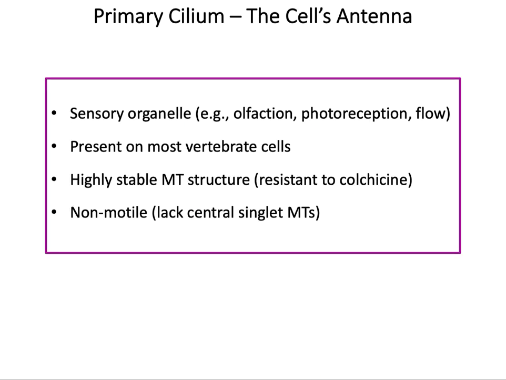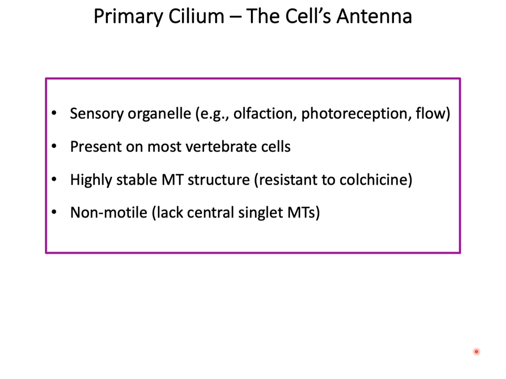So flagella and cilia, their main functions are for locomotion, or in the case of trachea cells, for moving air, particles, and fluid across the epithelium. But in most vertebrate cells, there is also a sensory organelle called a primary cilium. And I'm going to show you in a picture in a minute. You can think of this as the cell's antenna because they play a really important role in sensing what is going on in the environment.